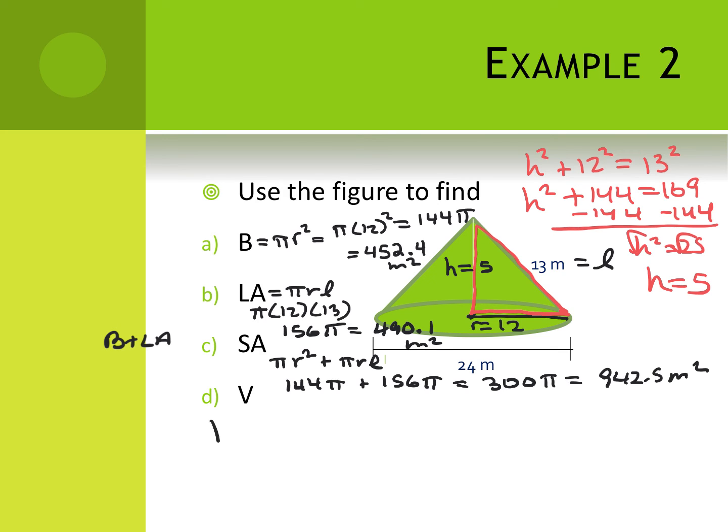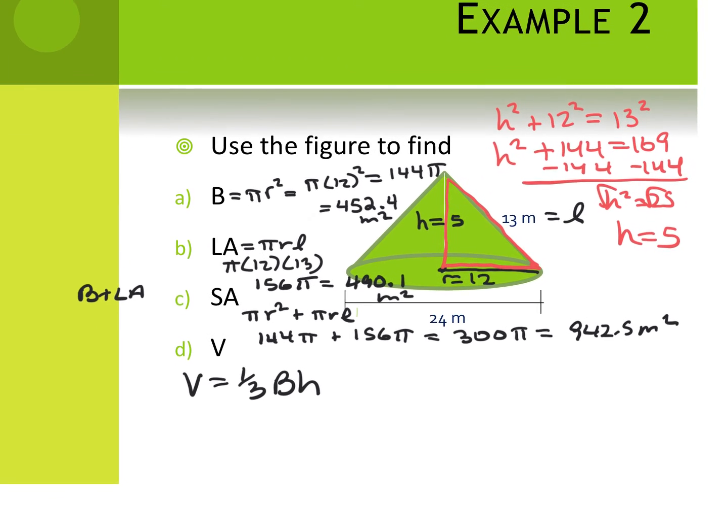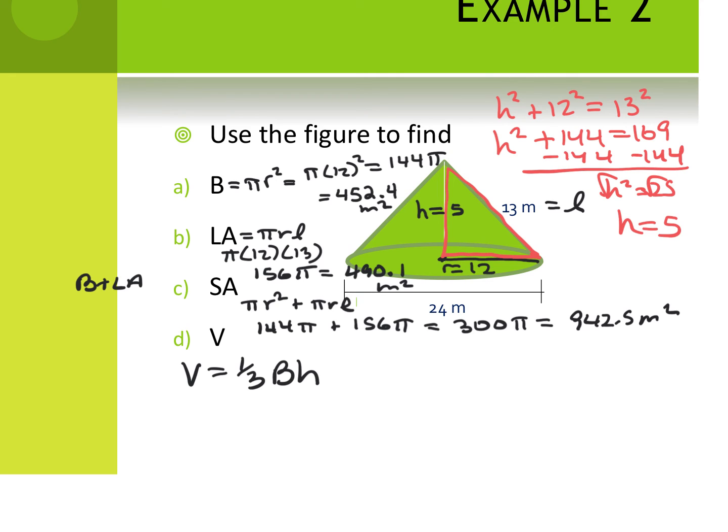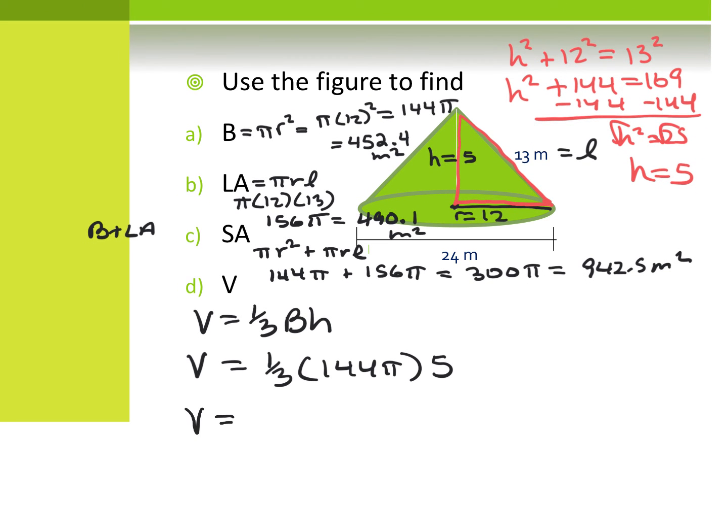For the volume, 1/3 base area times the height. I already took the time to find the height to begin with. It was 5. And I already calculated the base in answer A. So volume is 1/3, 144 pi times 5. And the final volume here is 240 pi, using the pi button, 754.0 meters cubed this time, because it's volume.